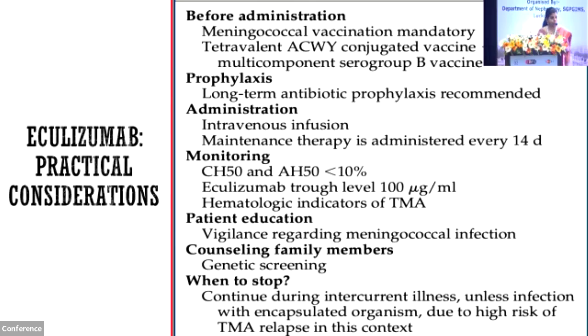The monitoring parameters could be hematological indicators for TMA. It could also be CH50 and AH50. At this point, I would like to say that Dr. Valentine's lab does many of these complement related tests, especially CH50, AH50, factor H level, anti-factor H antibodies, and C3. So some of them are done even in our center, but we don't do the activations.